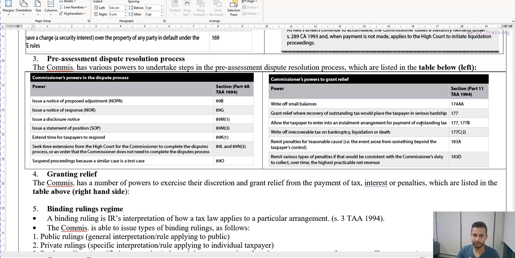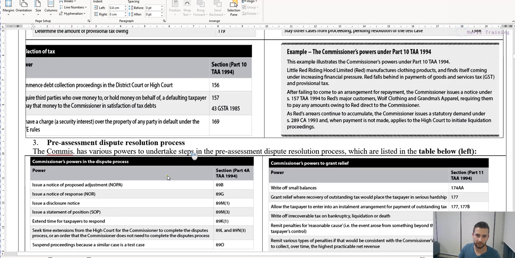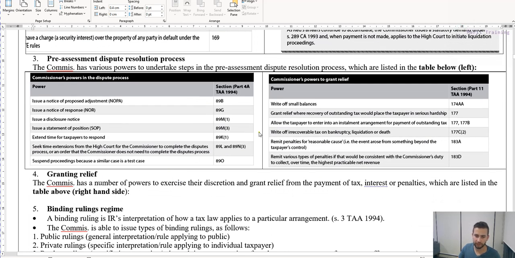So what that means is, here's a couple of examples. They can write off small balances. So if someone owes the tax Commissioner $100 or something like that, it's not really worth the effort. So what the Commissioner can do is they can just write off that amount per section 174 AA. They can also grant relief where recovery of outstanding tax would place the taxpayer in serious hardship. They can allow the taxpayer to enter into an installment arrangement for payments of outstanding tax. They can write off irrecoverable tax on bankruptcy, liquidation, or death.